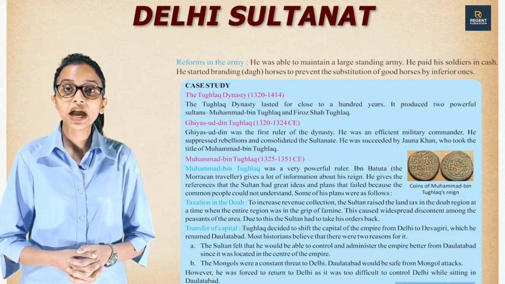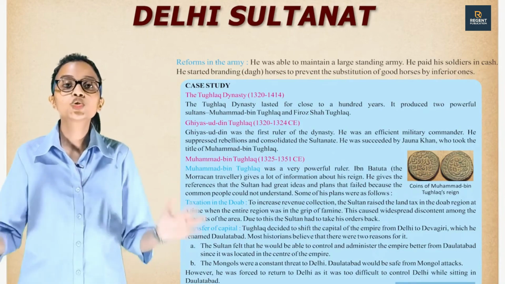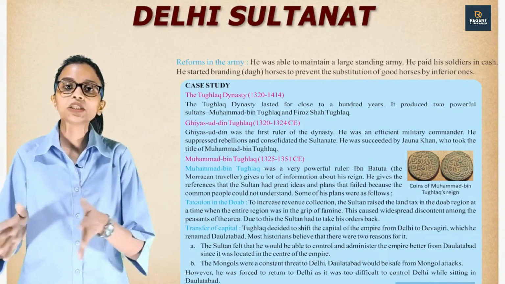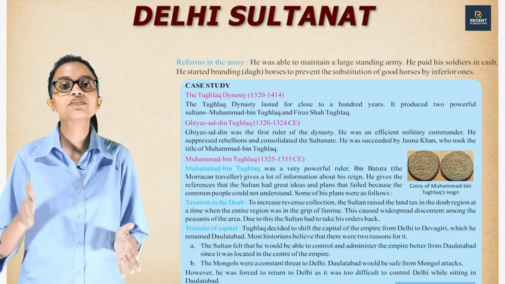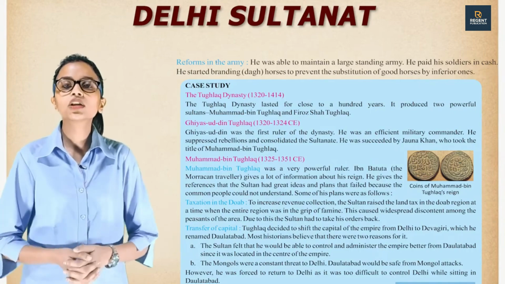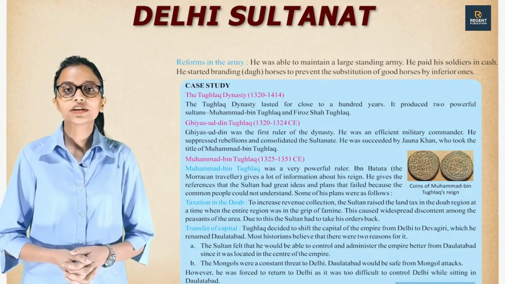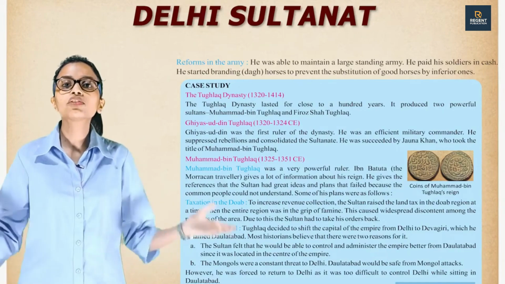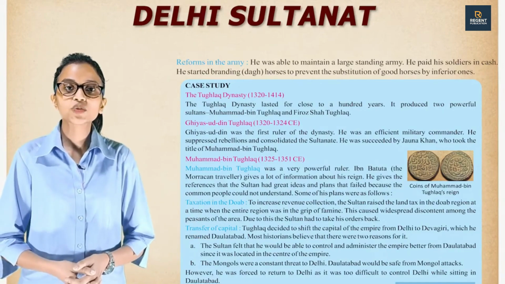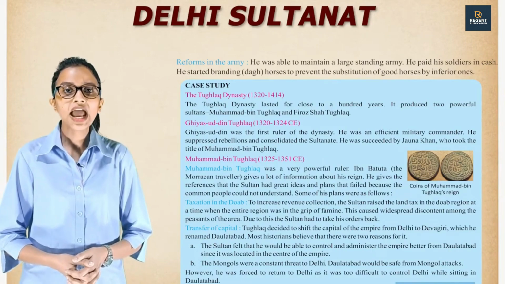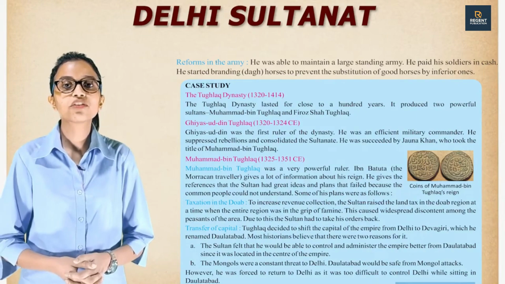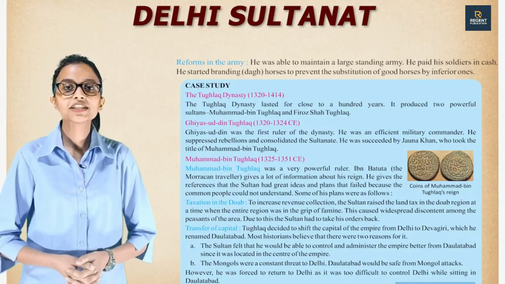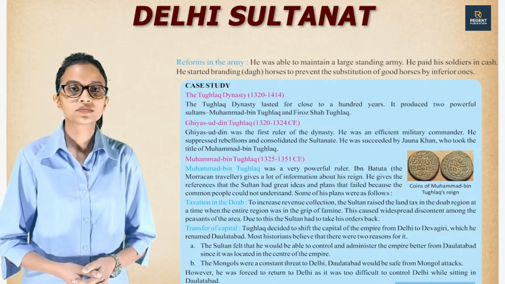He was succeeded by Jona Khan, who took the title of Muhammad bin Tughlaq. Muhammad bin Tughlaq, 1325 to 1351 CE. Muhammad bin Tughlaq was a very powerful ruler. Ibn Battuta, the Moroccan traveler, gives a lot of information about his reign. He gives the reference that the Sultan had great ideas and plans that failed because the common people could not understand. Some of his plans were as follows.